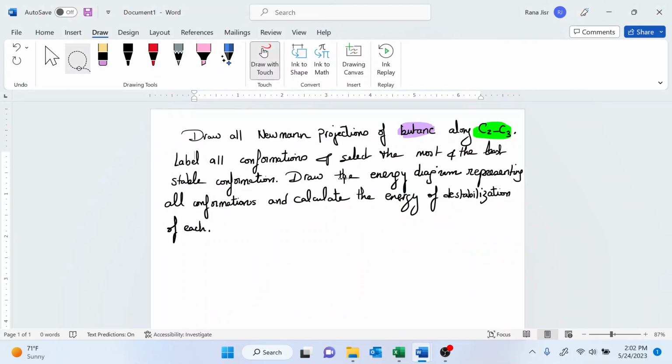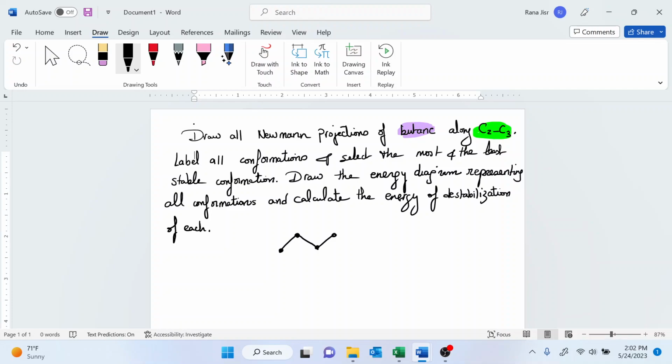Okay, here: draw all the Newman projections of butane. Whenever you are given an organic molecule, please go ahead and draw it. You can draw it in a skeletal form, or in a condensed form, or in a structural form, whatever method you want to use. I'm just going to go ahead and draw that in a skeletal form. Okay, so this is butane in there.